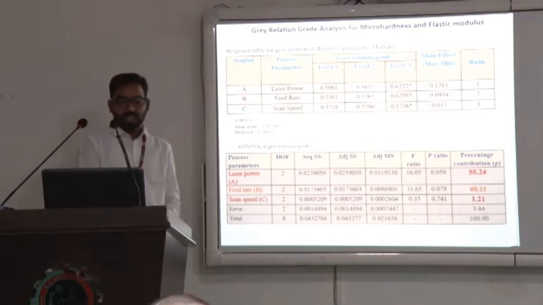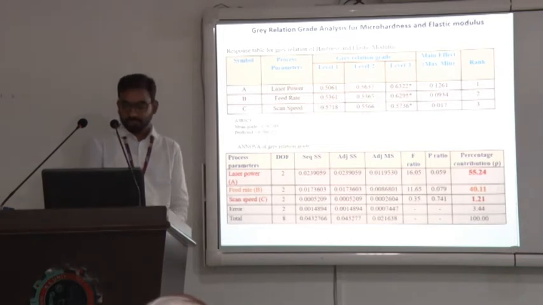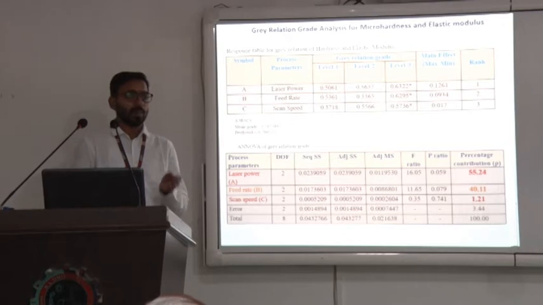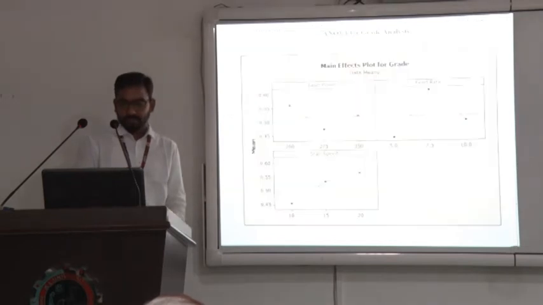40%, and very little for scan speed, with 1%. And the combined effect is 3%. The combined effect is of laser power, feed rate, and scan speed together. This combined effect is not included for analysis; this is an error term.